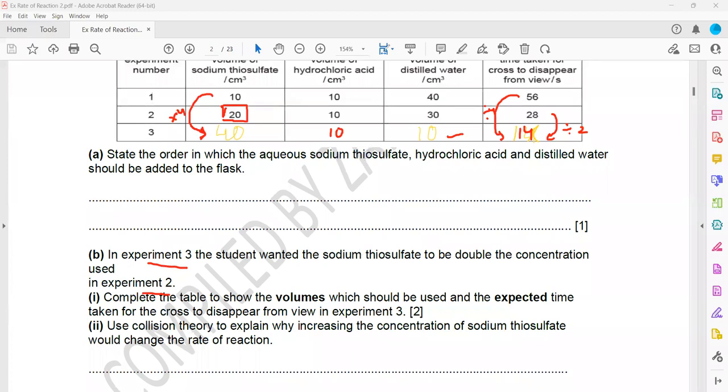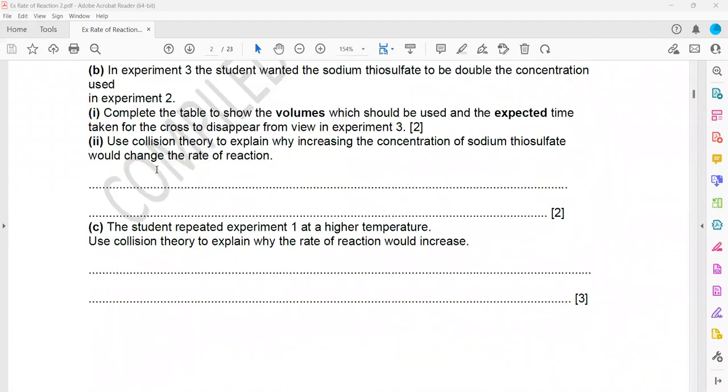In the next part, use collision theory to explain why increasing the concentration of sodium thiosulfate would change the rate of reaction. It's 2 marks. So what are the points you will include? When we increase the concentration, there are more particles in a unit volume. There is a greater number of particles in the same space, which increases the number of collisions. So 2 points, 2 marks.